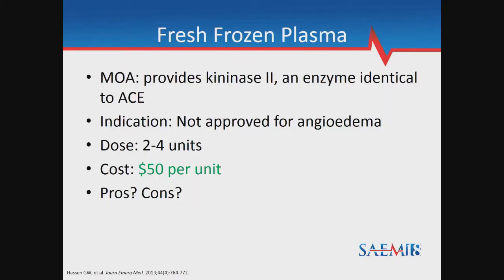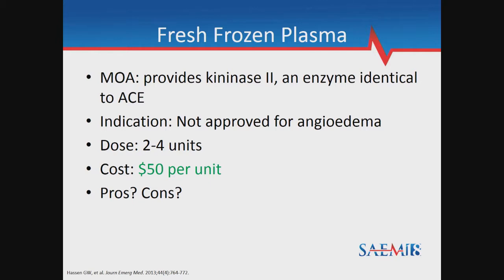The last treatment option is fresh frozen plasma, or FFP. The way that this works is that it provides an enzyme that is identical to ACE. So it provides kinase 2. This breaks down the bradykinin, and it breaks it down pretty quickly. FFP is obviously not approved for any type of angioedema, and there have been several doses studied in the literature, but the more accepted dose is about 2 to 4 units.